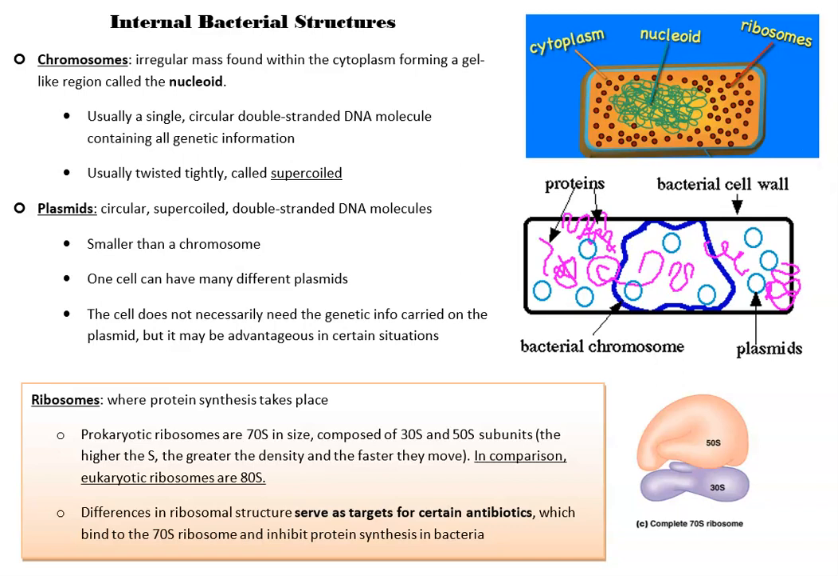Plasmids are circular supercoiled double-stranded DNA molecules. They're smaller than a chromosome. One cell can have many different plasmids. The cell does not necessarily need the genetic info carried on the plasmid, but it can use it when it needs it.